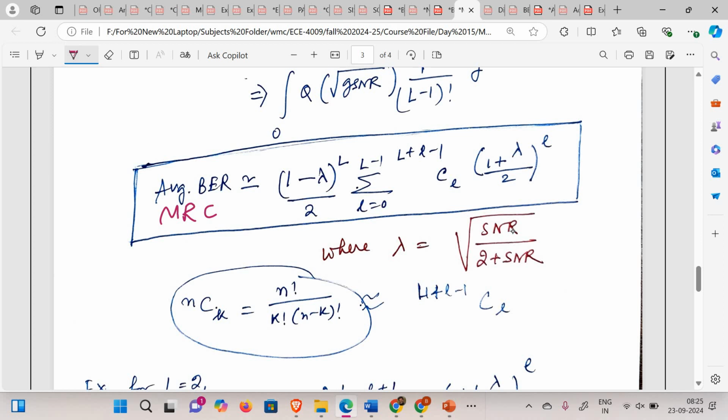So please make a note of it. It is not mentioned in this note, but the one that I'll upload will have it, and we'll solve it accordingly. So please make a note that this whole box that you are looking at can be approximated to 2L minus 1 C L multiplied by 1 by 2 SNR, whole to the power L.